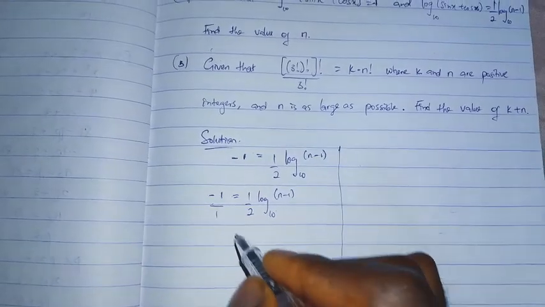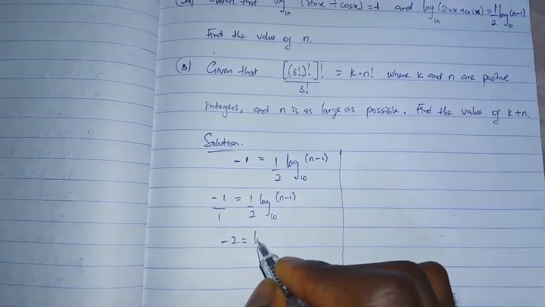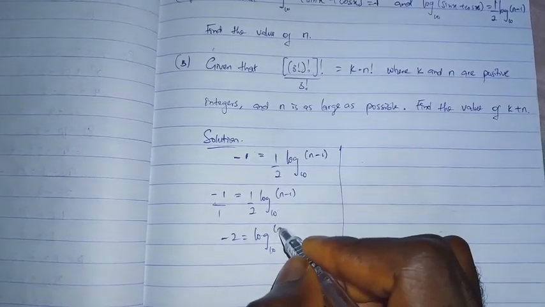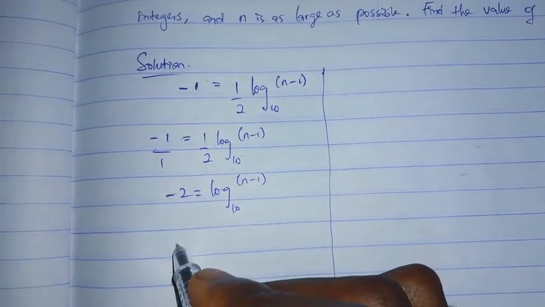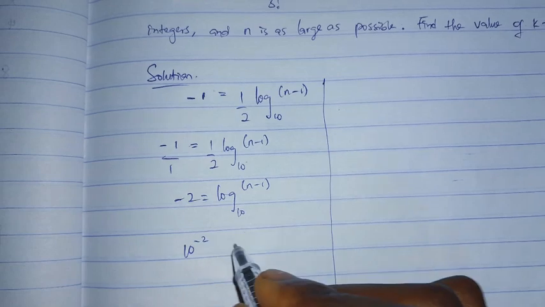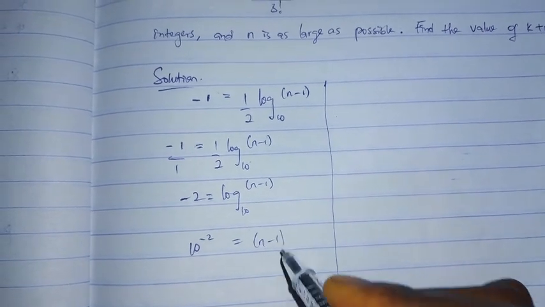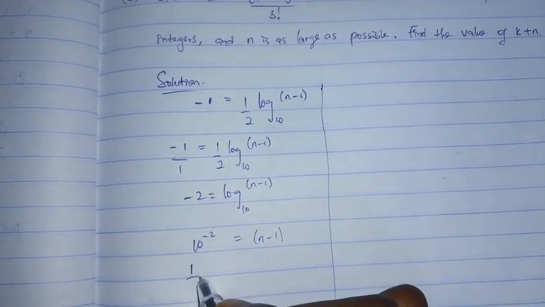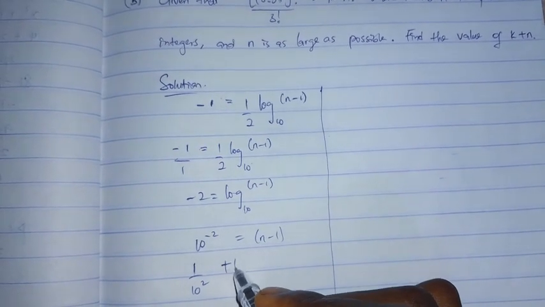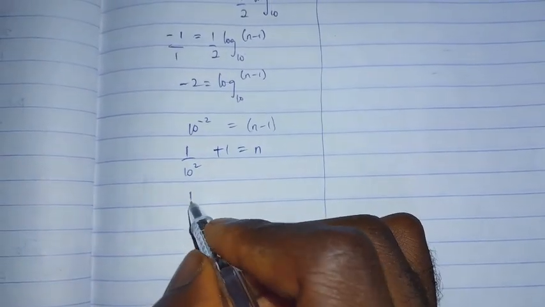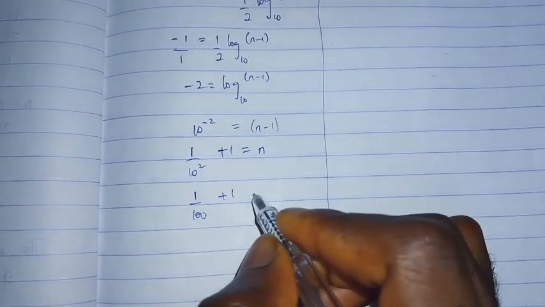Cross multiplying here, I have minus 2 equals log base 10 of (n minus 1). From here, applying the law of logarithm, this becomes 10 raised to the power minus 2 equals n minus 1. From here, I have 1 over 10 squared plus 1 equals n, and this is 1 over 100 plus 1 equals n.